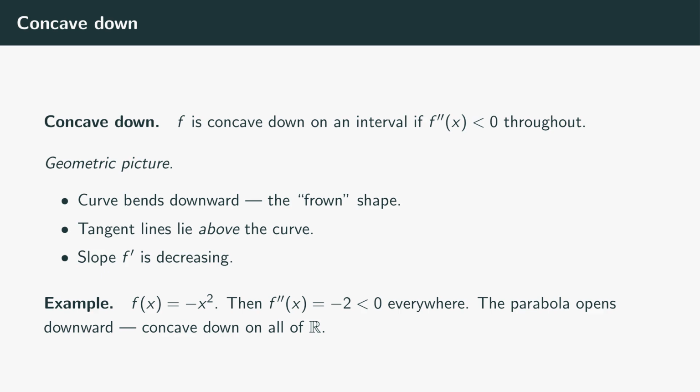Smile, f double prime positive. Frown, f double prime negative. That's the mnemonic.